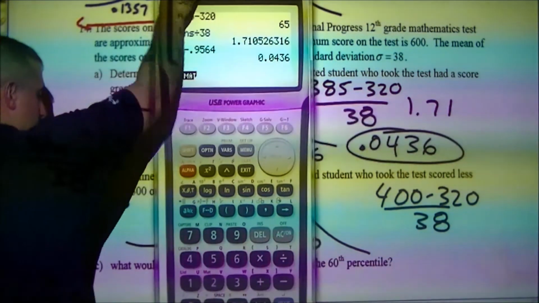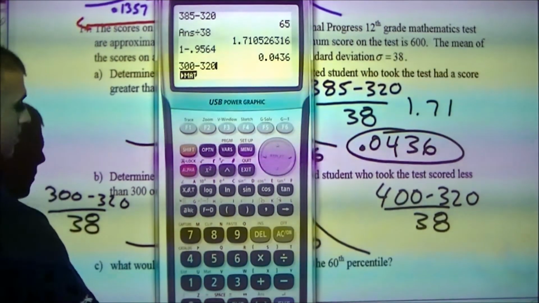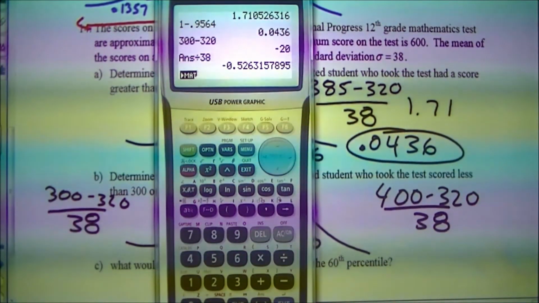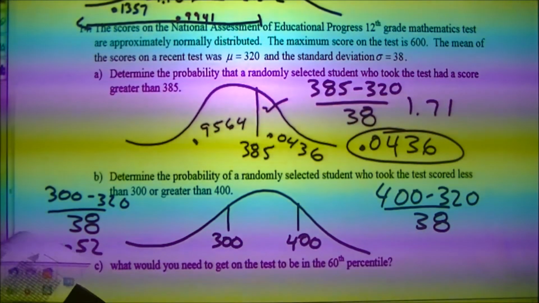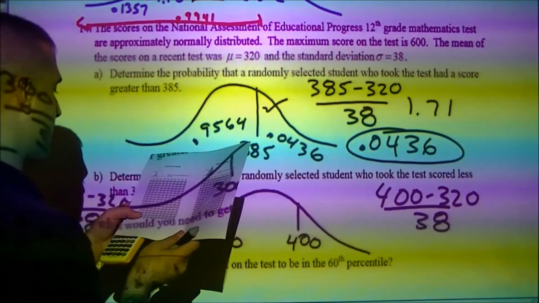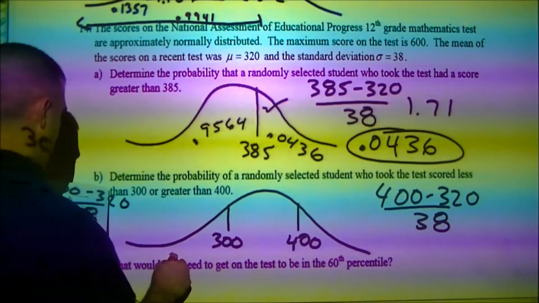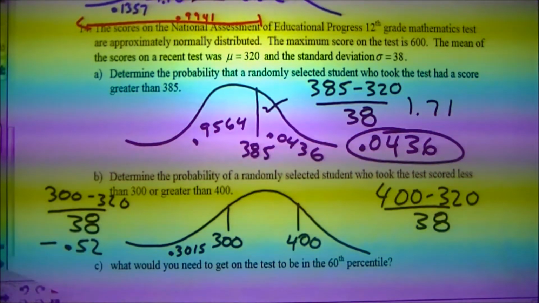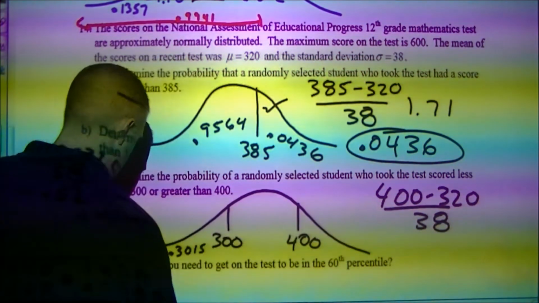I'll put this right in the middle so I can see both. For 300, I get negative 0.52. If I go to my z-score chart and look up negative 0.52, it tells me this area right here would be 0.3015.